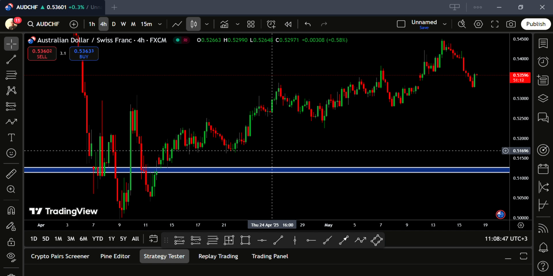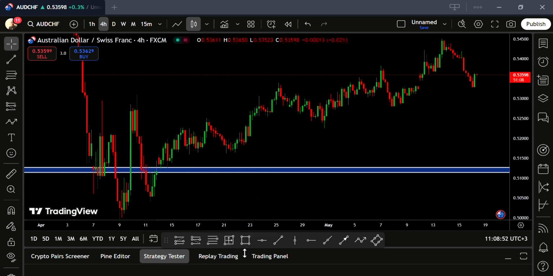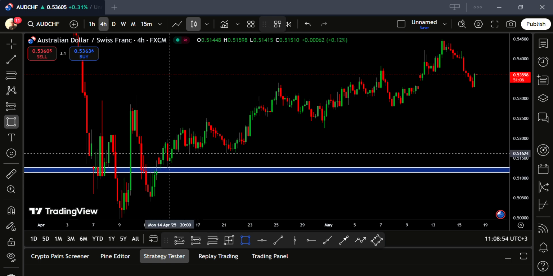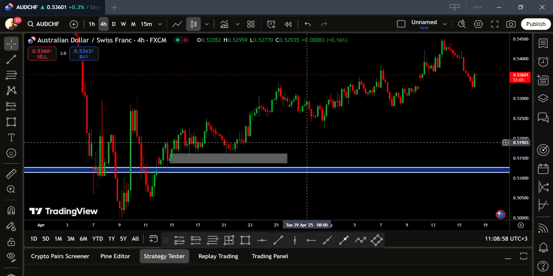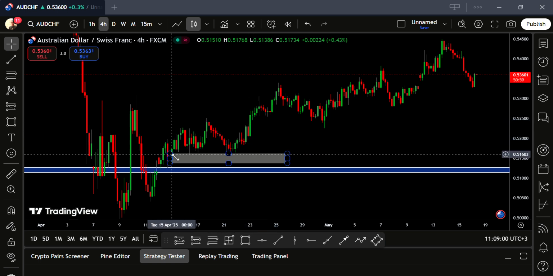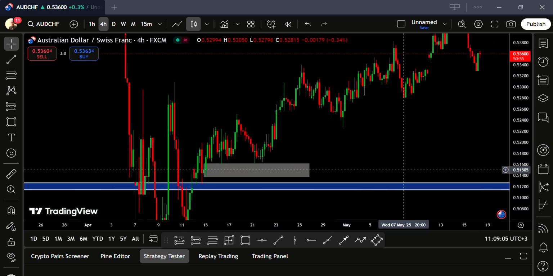Remember, with the demand and supply, you want to mark the last indecision candle before an impulse in order for you to get sniper entries. Make sure you mark it well. If you cannot get it, you go to the higher time frames.